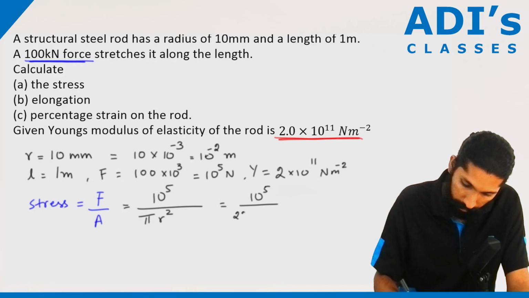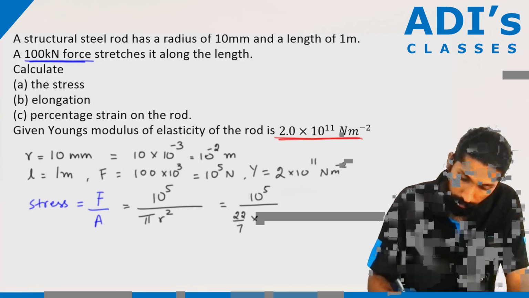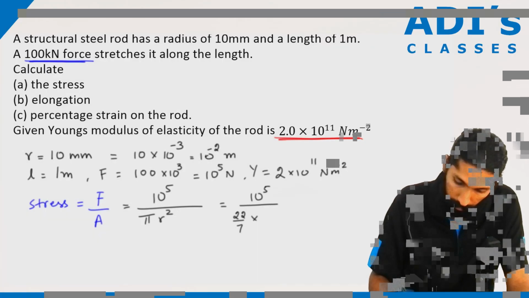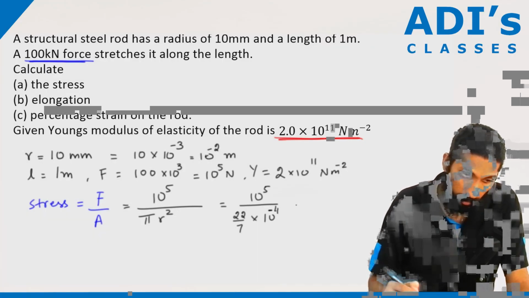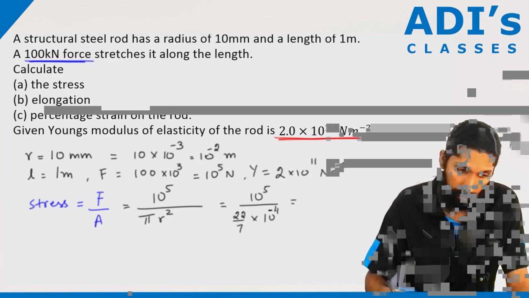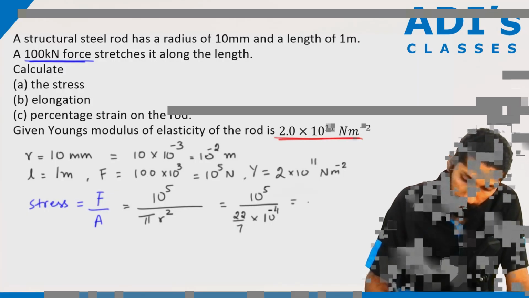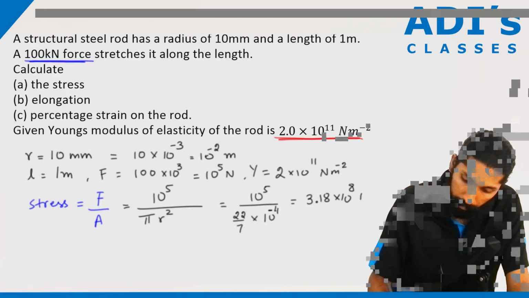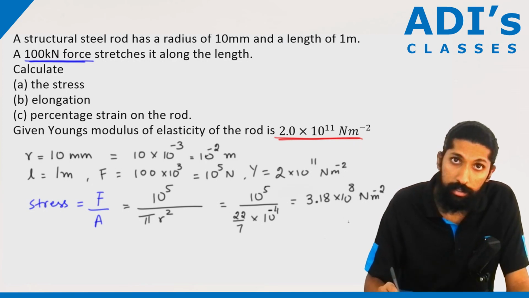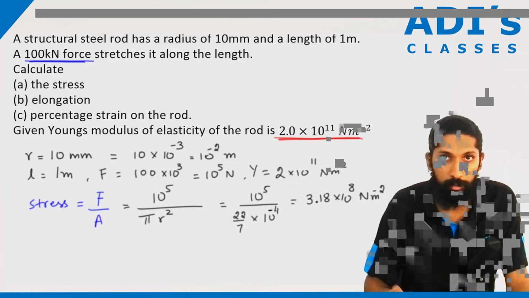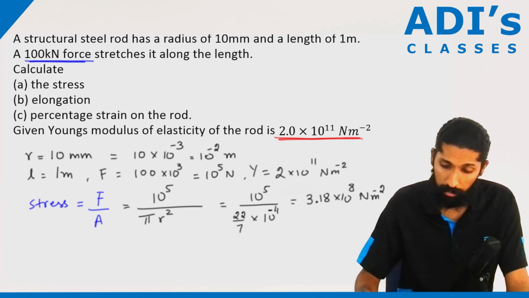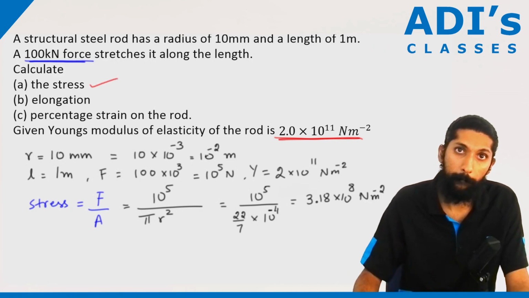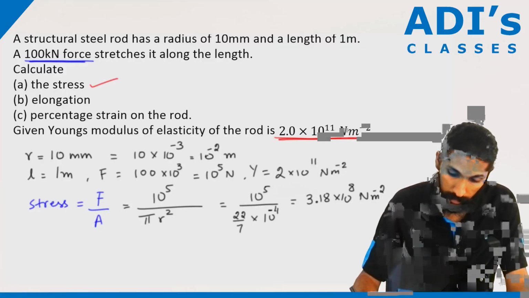22 by 7 into radius 10 power minus 2, whole square, becomes 10 to the power of minus 4. If you solve this, you are going to get the answer as 3.18 into 10 to the power of 8 Newton per meter square. This is the stress being applied on the body. So the first part is done. We just finished the stress part. Now let's move on to the next part, which is the elongation.